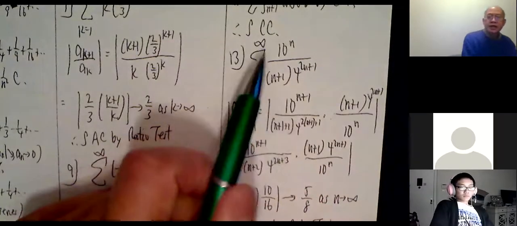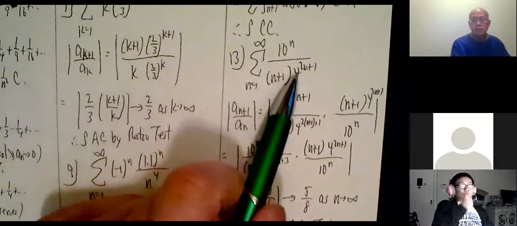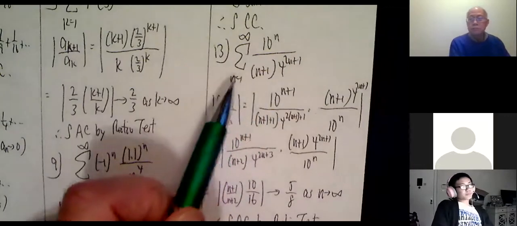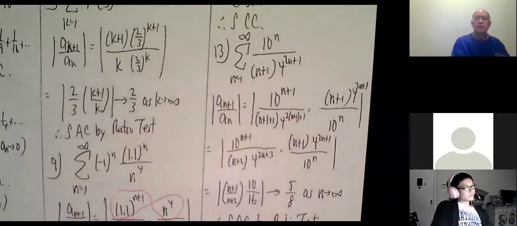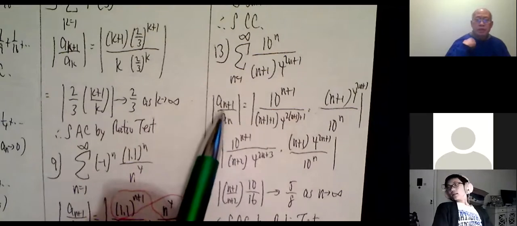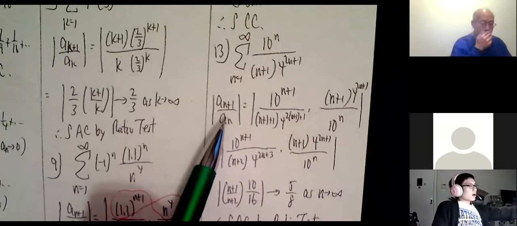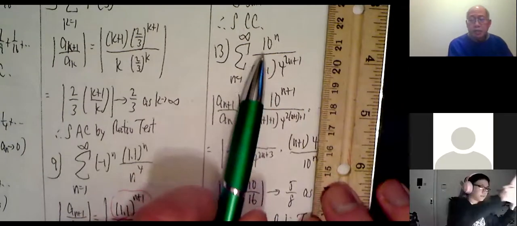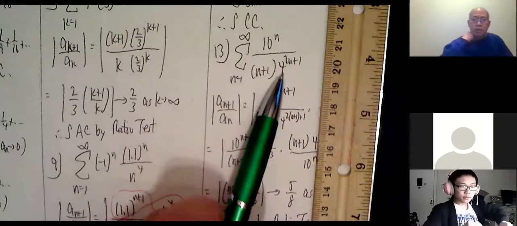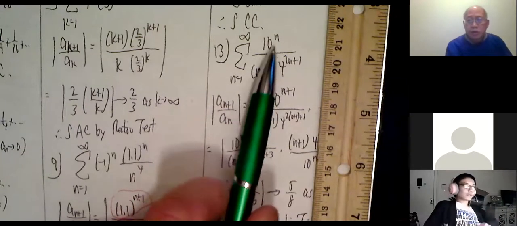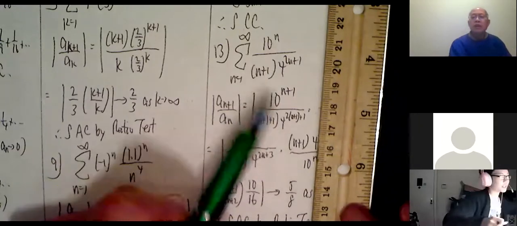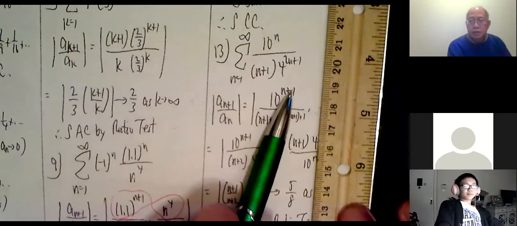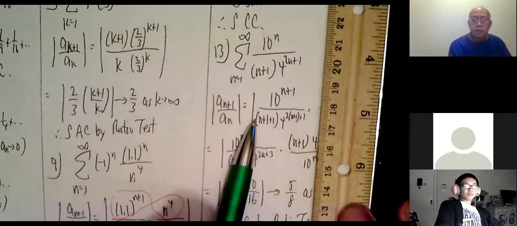Okay, summation 10 to the n over n plus 1, 4 to the 2n plus 1. Oh boy. Okay, so let's try the ratio test. Absolute value of a sub n plus 1 over a sub n. The way it works in general is the first fraction keeps the same orientation, meaning 10's on top, 4's on the bottom, n's on the bottom. But everywhere you see n, replace it with n plus 1 in parentheses. 10 to the n plus 1, n plus 1 plus 1.